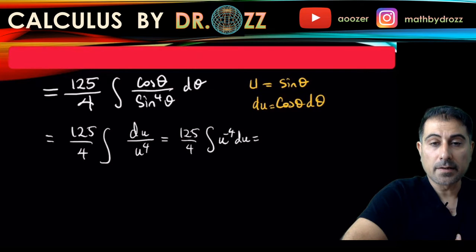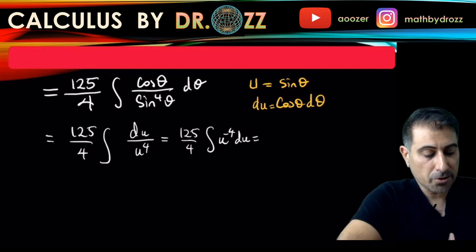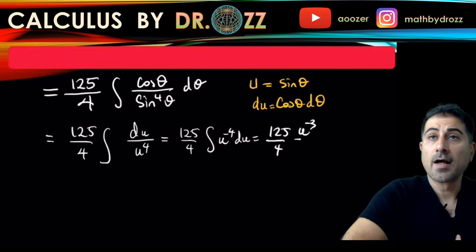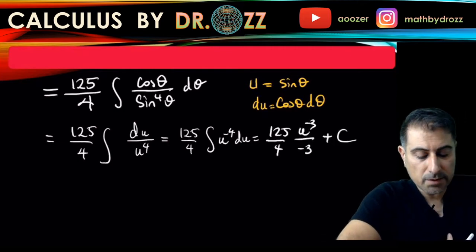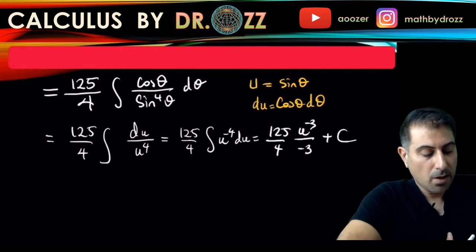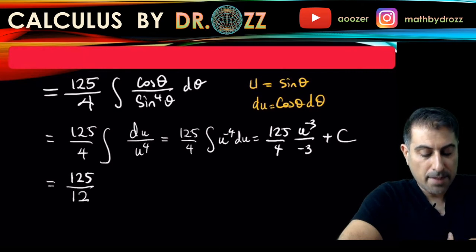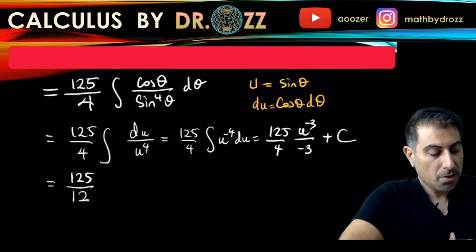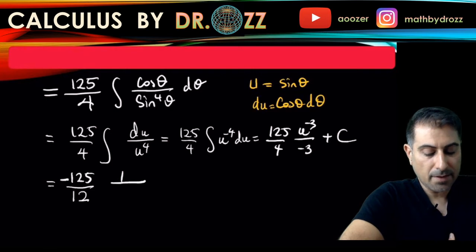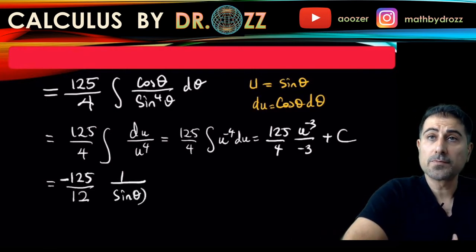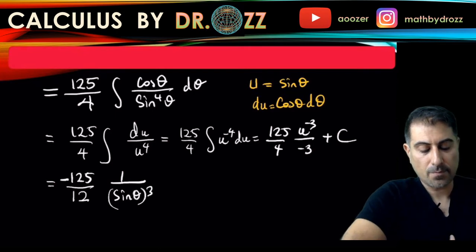I can use the power rule for integration. So u to the negative 3 over negative 3, plus c. Let's simplify that even further: minus 1 over 3u, where u equals sine theta. I'm going to write it as a reciprocal, 1 over sine cubed, plus c.